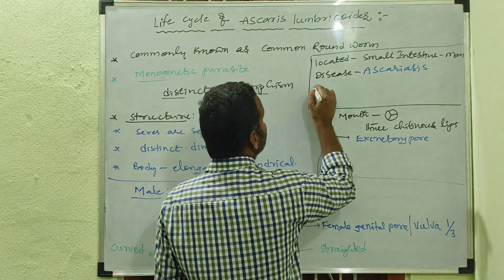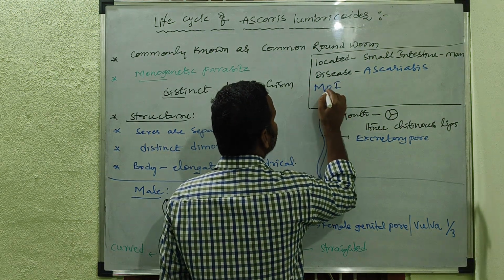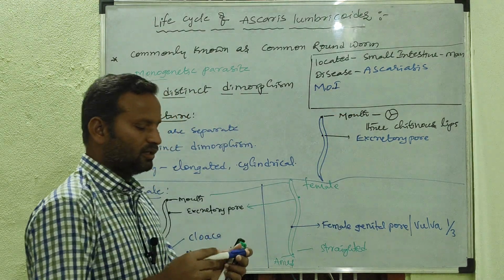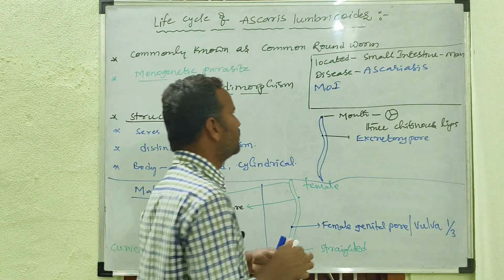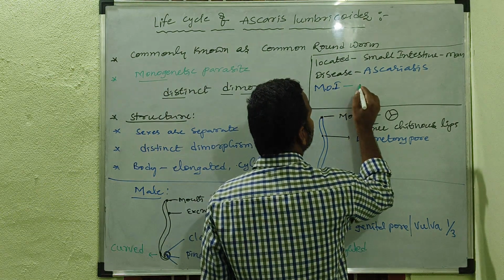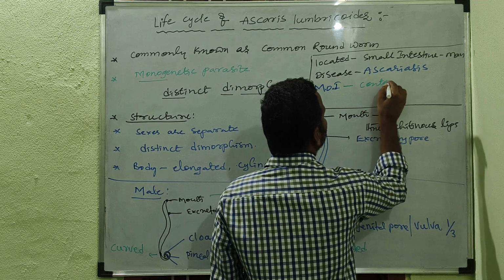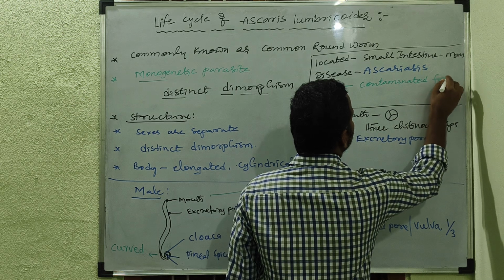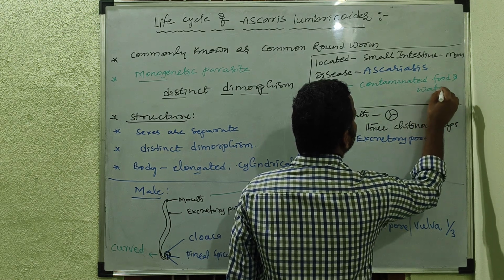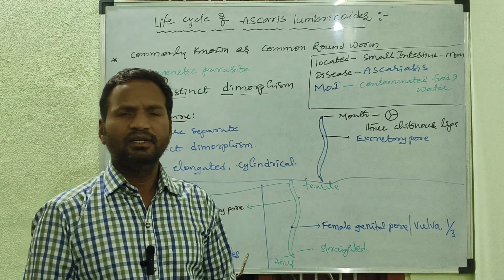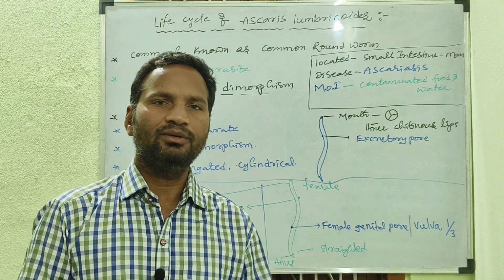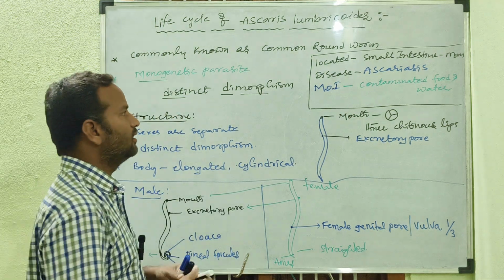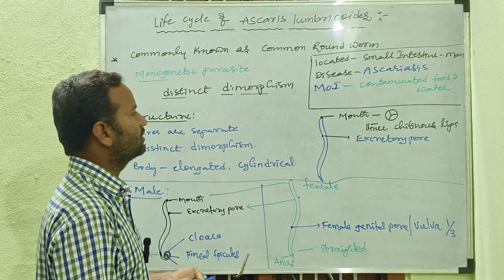Then the mode of infection. You know what the mode of infection is here: how they can be transmitted from one host to another host. Through contaminated food and water. When we take such food and water, the parasite is easily transmitted from one person to another person. That is the mode of infection, and I think you know it very well.